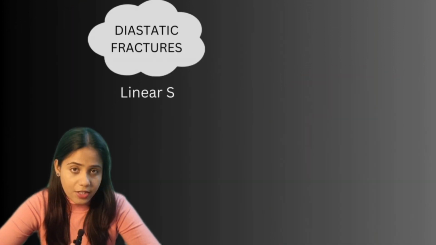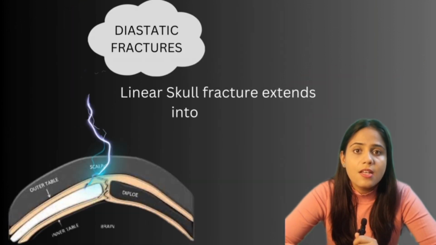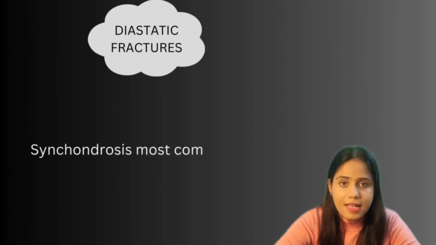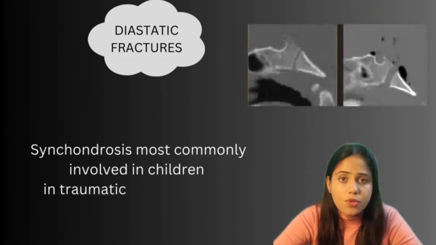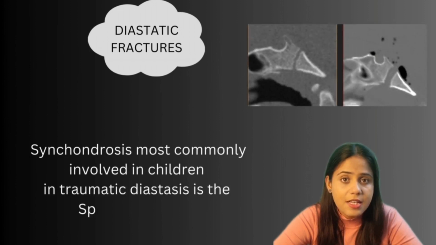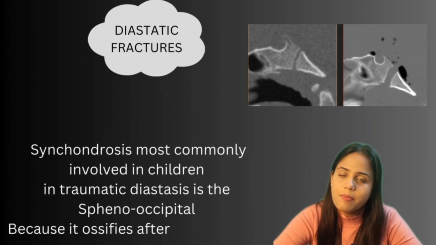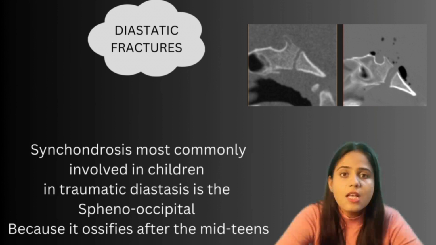Now, when this linear fracture extends into the adjacent suture or synchondrosis and the bones separate, this is what we call the diastasis. Traumatic diastasis involving a synchondrosis is mostly seen in children. The most common synchondrosis to get affected is the spheno-occipital synchondrosis because it ossifies only after the mid-teens. Here we can see the spheno-occipital synchondrosis normal in the first picture, and a separation between them, a diastasis between the basisphenoid, in the second picture.